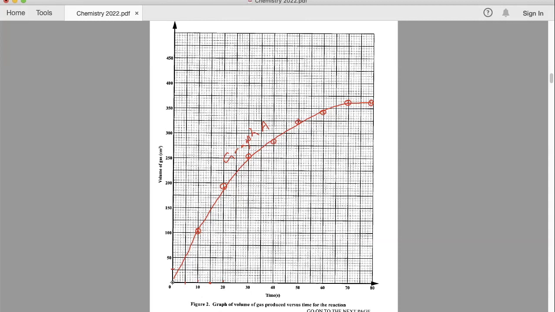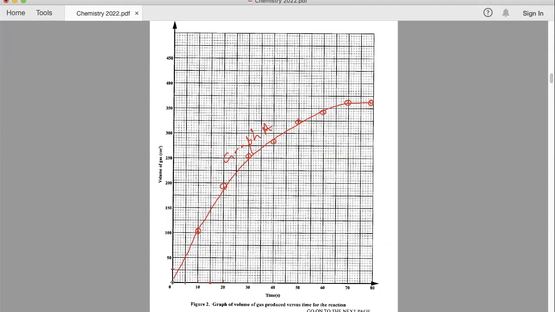So if we had used large granules instead of powder, we would have less surface area exposed, so we'd expect a slower rate of reaction. So to show a slower rate of reaction, we just need to show a curve or a graph that is not as steep.